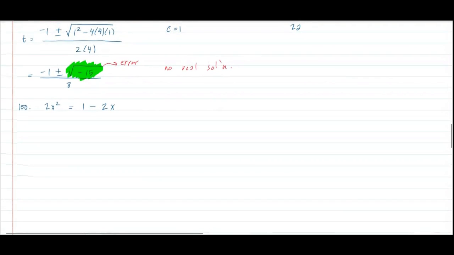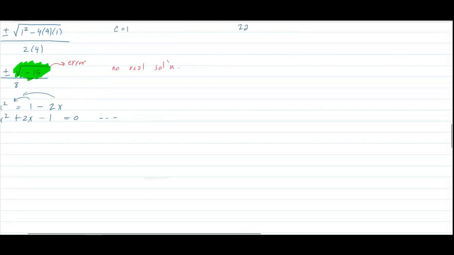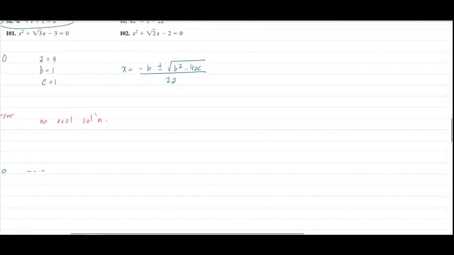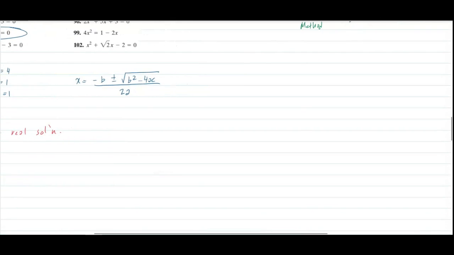So what's the problem with this is, notice how everything is jumbled up. So you need to bring the 1 and the negative 2x to the left side. So it becomes 2x squared plus 2x minus 1 equals 0. And then you go about your way of solving it using the quadratic formula. Okay? All right, let's try number 102.